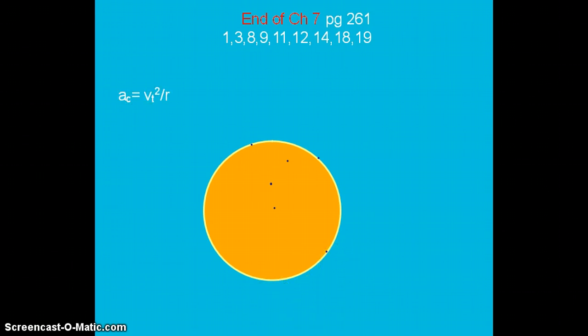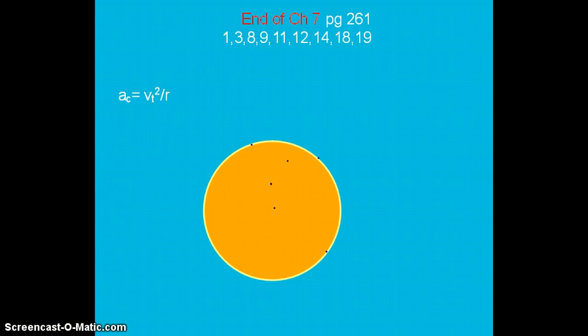Looking now at number 8, a building superintendent twirls a set of keys in a circle at the end of a cord. If the keys have a centripetal acceleration of 145 meters per square second, the cord has a length of 34 centimeters. What is the tangential speed of the keys? What you do here is you plug in that acceleration they give you, and you plug in the radius they give you. You would have to multiply both sides by the radius, giving you vt squared equals those two numbers multiplied together. Then you would square root what you have over here to find the tangential velocity.